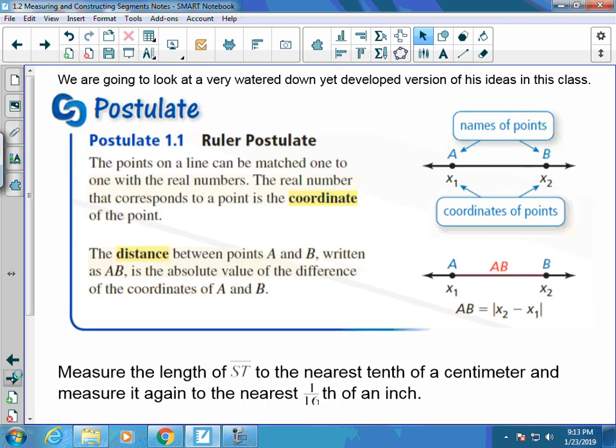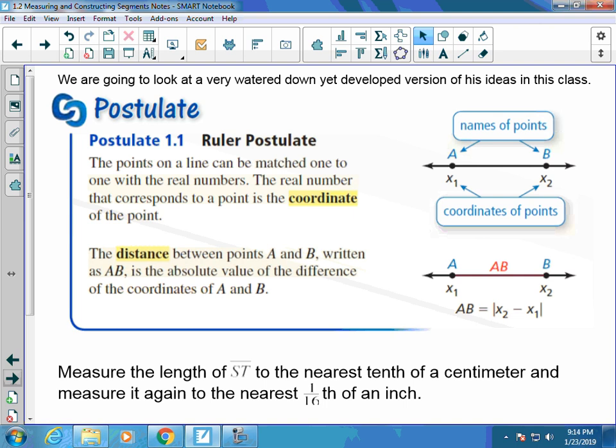We are going to be looking at a very, very watered down version of that. We're not going to go into as much detail as I did in college, where we had to prove literally everything we did. But we are going to look at geometry in the sense that we are going to be basing things off of postulates and axioms. So here's our first postulate we're going to look at.